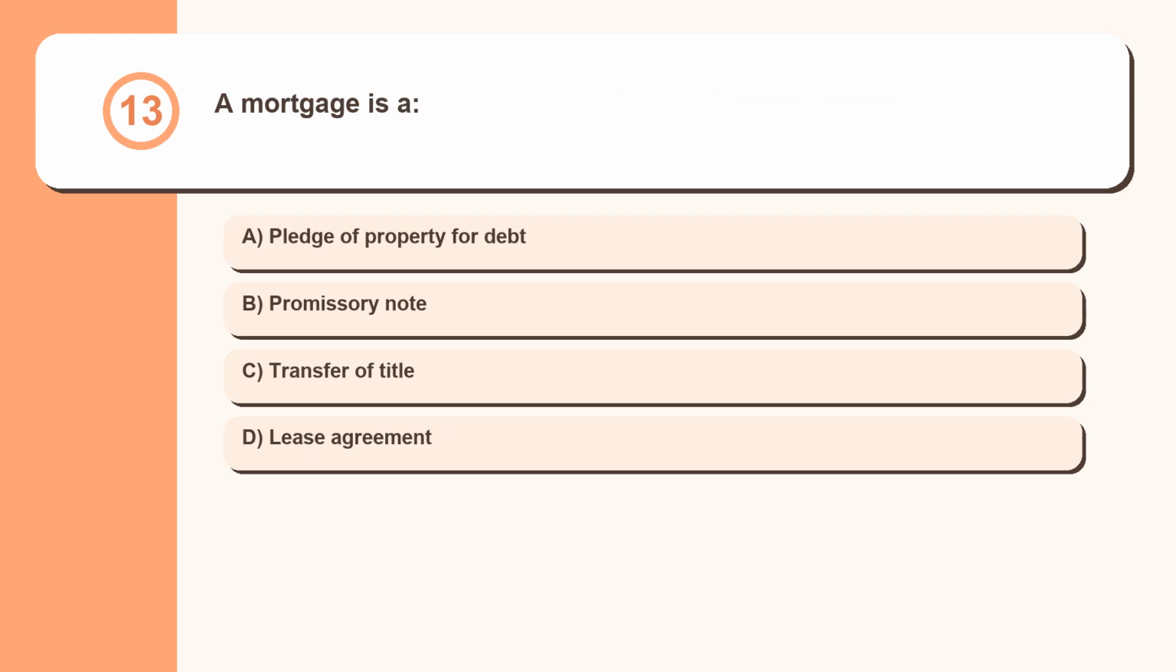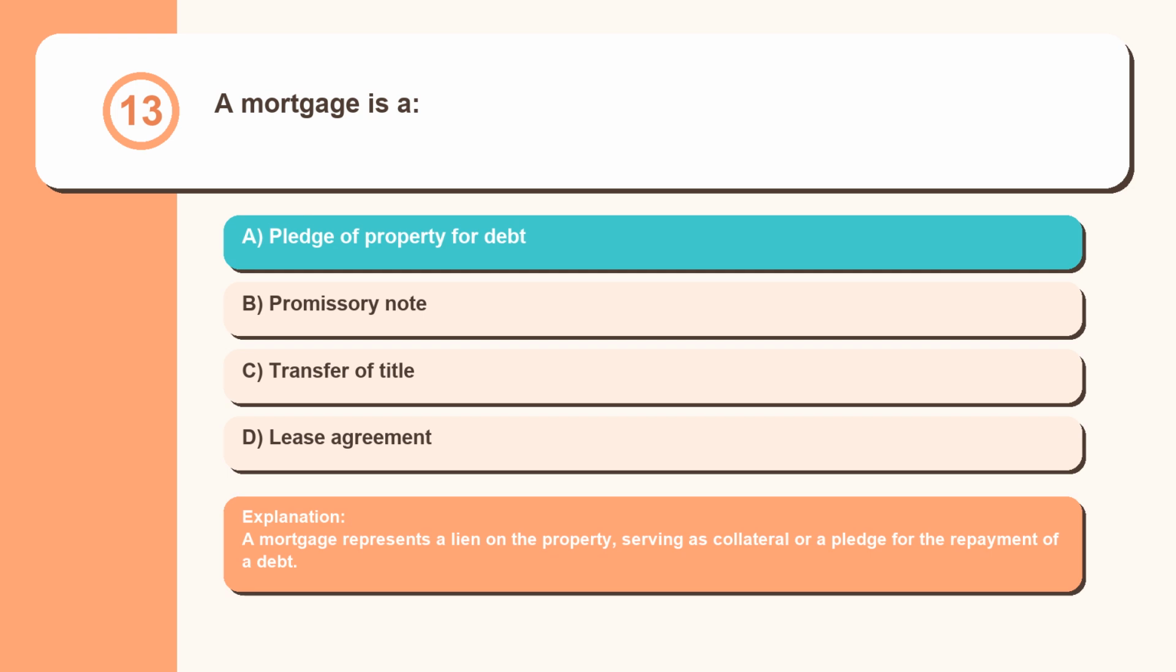Question 13. A mortgage is a pledge of property for debt, promissory note, transfer of title, lease agreement. A mortgage represents a lien on the property, serving as collateral or a pledge for the repayment of a debt.